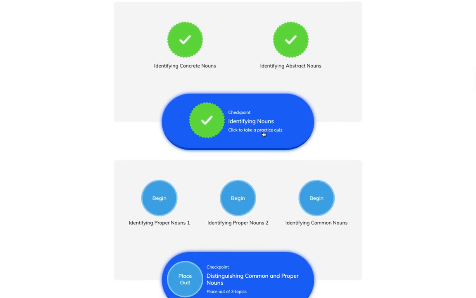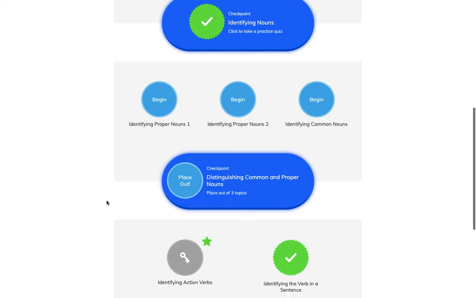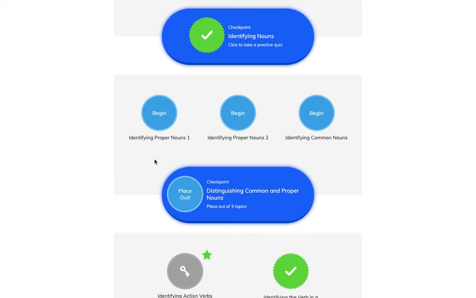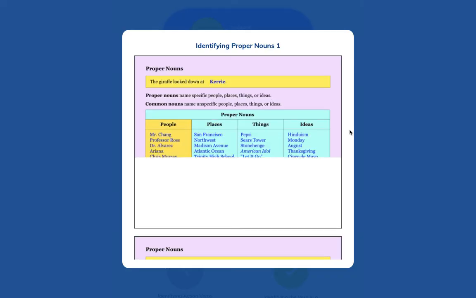And if I wanted to work on that again, I could take a practice quiz. But I'm going to come ahead here and take a look at proper nouns and common nouns. Now, in theory, I could just click place out and test myself on all 3 topics at once. But to make sure you guys know what each topic looks like, let's go through them together. So today we're going to be looking at common and proper nouns.